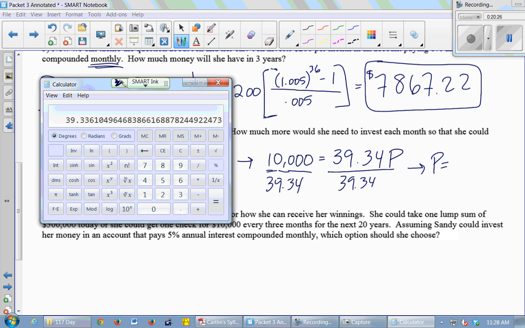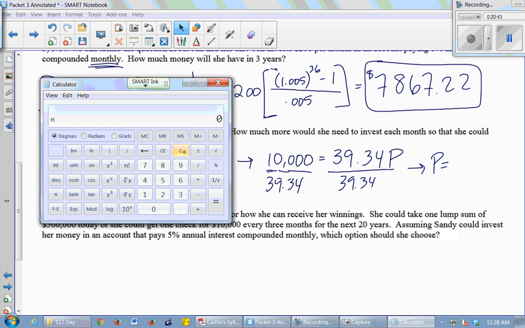On this kind of calculator, a more simple one, these buttons at the top, the M stuff, all stands for memory. So I want to put this number in the memory of my calculator, so I add it to the memory by pressing M+. Now it's stored in my calculator. I can press clear, and I can do 10,000 divided by, and then I press MR for memory recall. And I get 254.22.